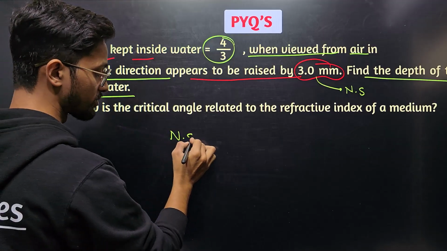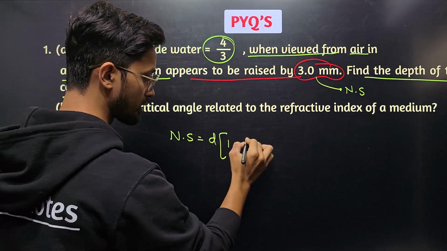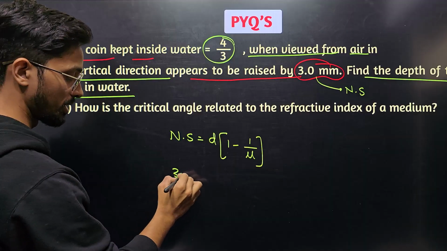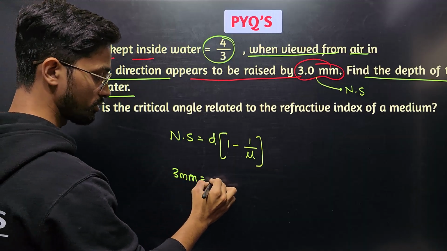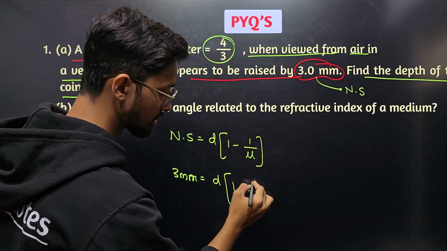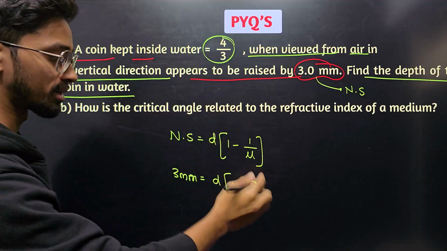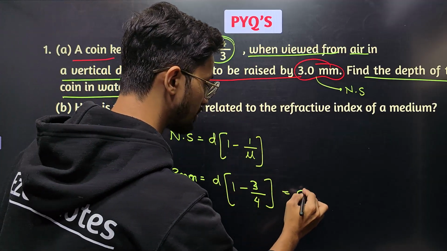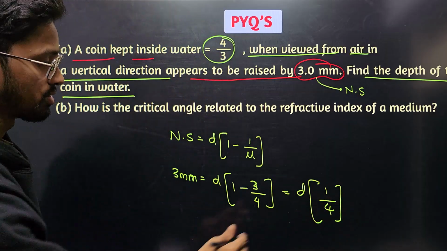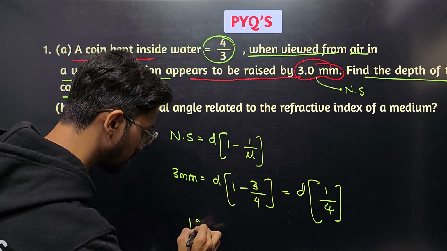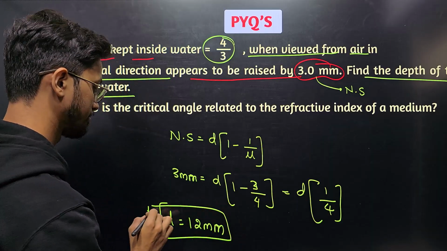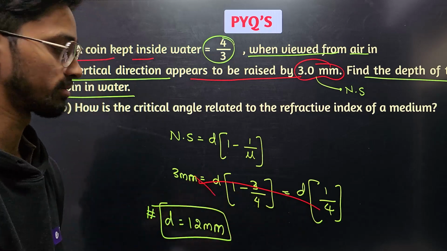So we know normal shift is equal to d into 1 minus 1 by mu. Normal shift is 3 millimeter, equal to d into 1 minus 1 by mu. Mu is 4/3, so 1 by mu is 3/4. 1 minus 3/4 will be 1/4. So 3 into 4, 12 millimeter. Depth will be equal to 12 millimeter. Easy. Just need to cross multiply here.